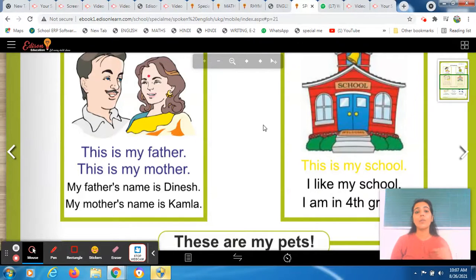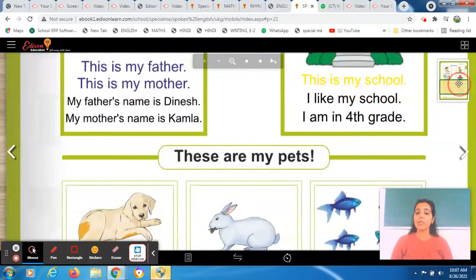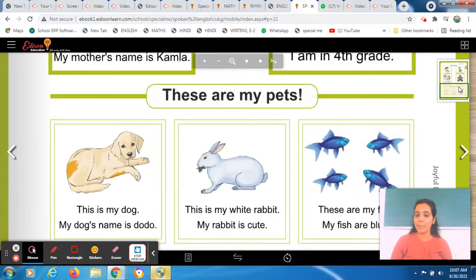Then afterwards, you have to prepare a video. Once you find that you can give your self introduction in a good manner, then you have to capture a video and send it to me. Okay, plus what you all can add, you can also add about your pets. If you have any pet at your home, if you have a dog, a rabbit, fishes in the aquarium, you can also include it in your self introduction. You will say, "This is my dog. My dog's name is Dodo. I love my dog so much."